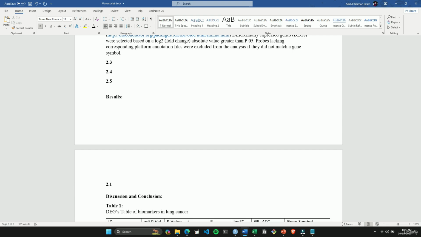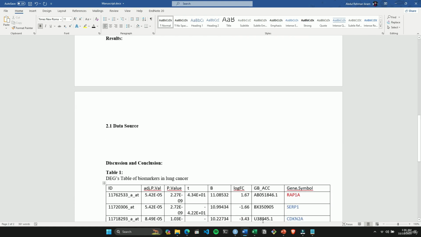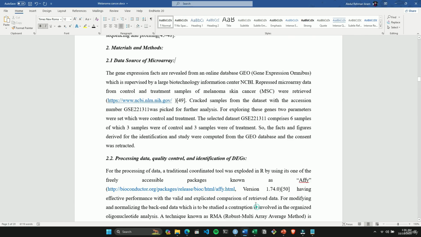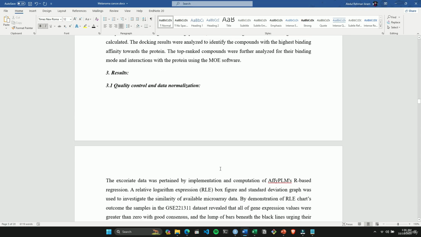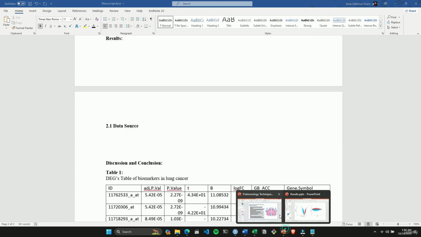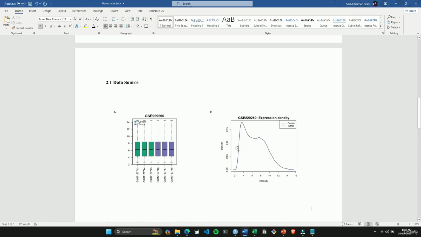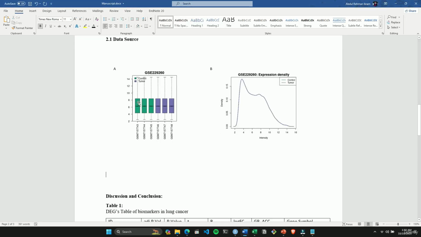So 2.1 will be the data source, what kind of data we chose. What data set we chose, for that you can see in this quality control and data normalization. We have chosen this data set, these many samples, and here are the distributions of the samples and their expression density. So we have figure 2.1.